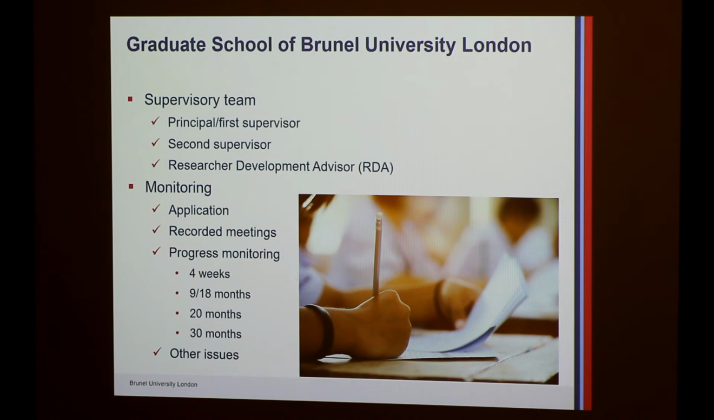So for the PhD student, we have a supervision team. And this team has three parts. First is the principal supervisor or first supervisor. And then the student will be given a second supervisor. The second supervisor is most of the time a backup. So if the first supervisor is not available or something, the second supervisor will take on the task.